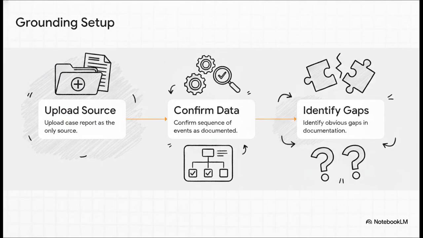Okay, so what's really fascinating here is how rigorously we have to constrain NotebookLM right out of the gate. When you set up your notebook, you upload the de-identified case report as your one and only source. And before you do any analysis whatsoever, you run a grounding prompt. You're basically forcing the AI to confirm the basic patient data, map out the exact sequence of events, and explicitly flag any obvious gaps. You are setting the strict rules of engagement here.